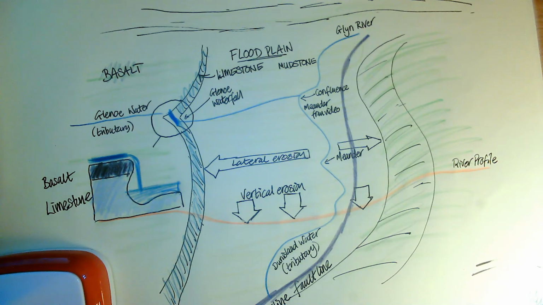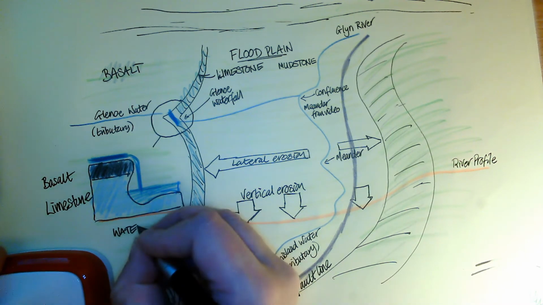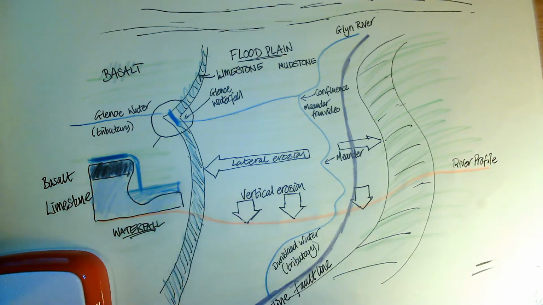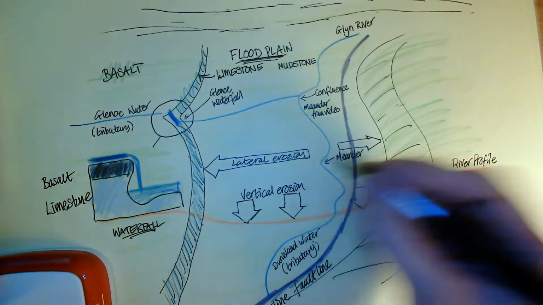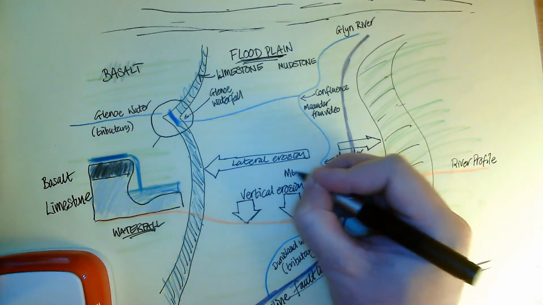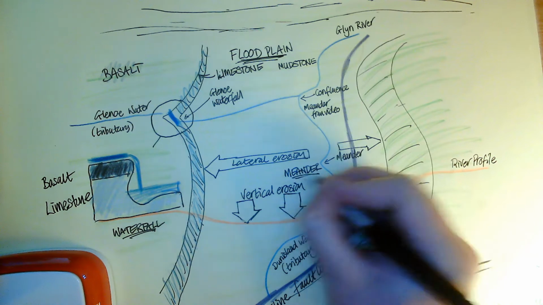So let's just recap, make sure that we've got everything covered. There's my waterfall. So I've covered that as one of the features we're looking at. There's my floodplain. Covered that as one of the features we're looking at. I'll just write this in bigger writing here. There is my meander. The features of that.